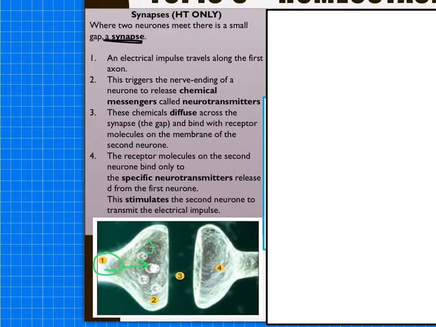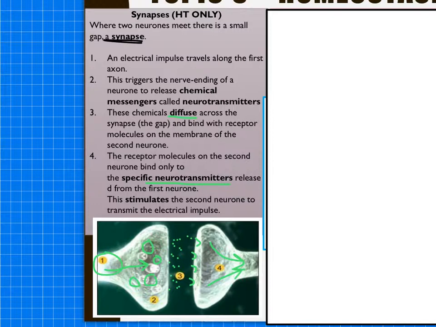Now, these are locked up in what we call vesicles, these green things, and the chemical messengers are known as neurotransmitters. And they pass across the gap by diffusion, so they're diffusing across this gap, and they're able to then bind on to receptors on the other side of the synapse on the neuron. And what you need is specific neurotransmitters to be released, and this stimulates the second neuron. And then that reinitiates and starts the electrical impulse again.